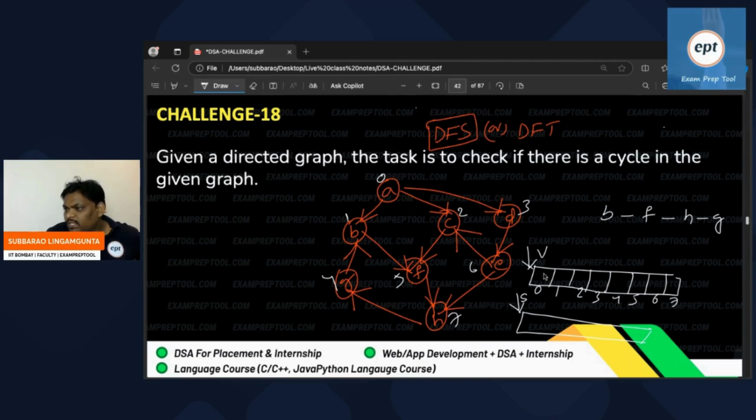Now see this one. The visited value of every vertex is initially 0. No one is visited. Similarly, no one is there initially in the stack. 4 vertices are over, one more 4.